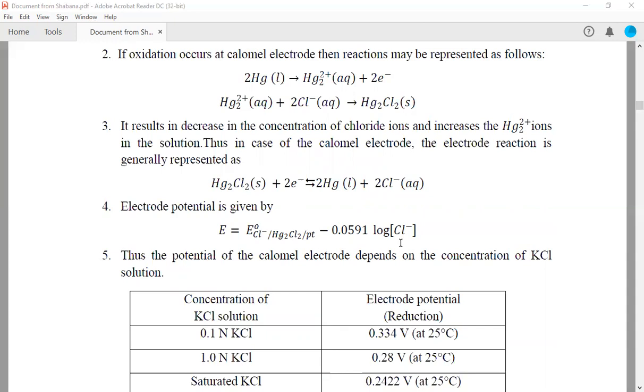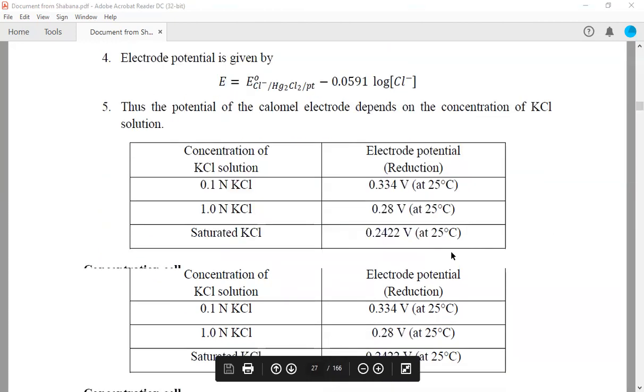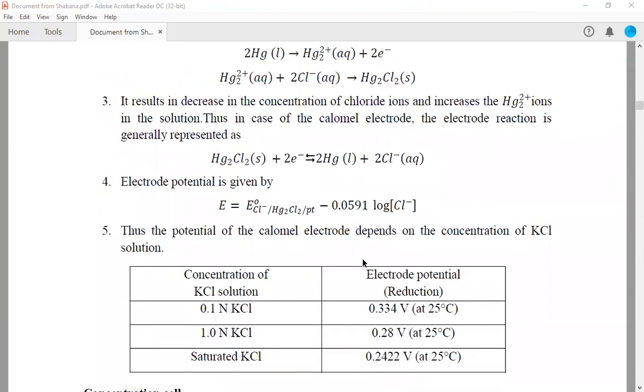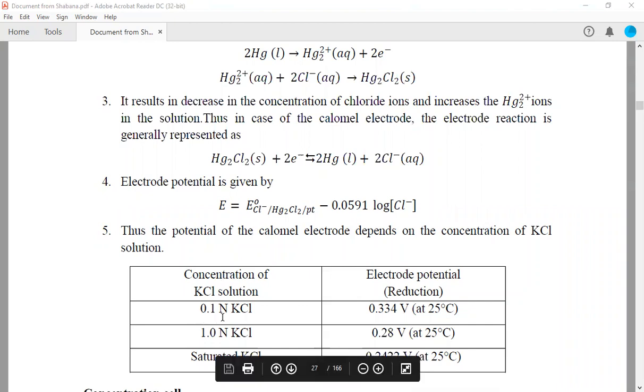I already told you that the theory of electrode potential is completely based on the Nernst equation. Thus, the potential of the Calomel electrode depends on the concentration of the KCl. If the concentration of the KCl is 0.1 normal, then the electrode potential value is 0.334 volts at standard temperature, that is at room temperature, 25 degrees centigrade.